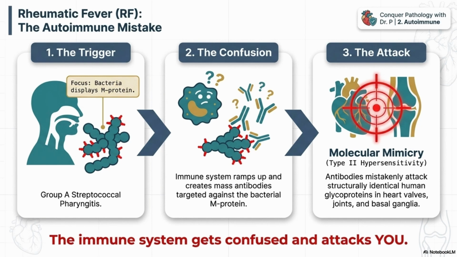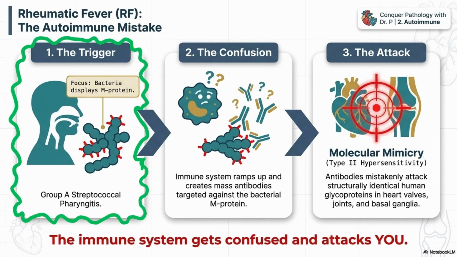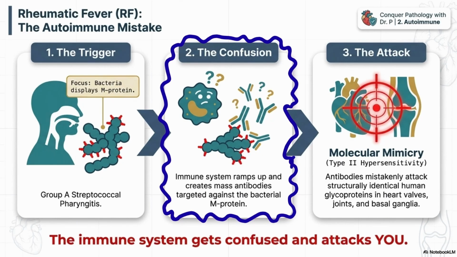Moving to our second mechanism, the autoimmune mistake or rheumatic fever. It begins with the trigger, group A streptococcal pharyngitis. The focus here is that the bacteria displays an M protein. Next is the confusion. Your immune system ramps up and creates mass antibodies targeted specifically against that bacterial M protein.